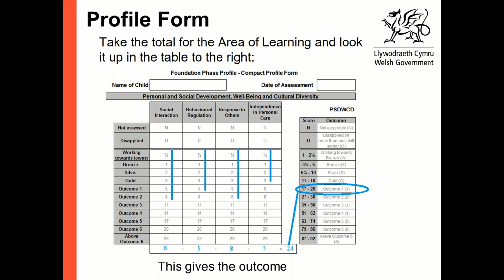The scoring tables are at the back of the profile handbook, or you may use an online assessment system that calculates the overall outcome for you. As the blue line indicates, you select the score for each skill ladder, total it up, and it gives an overall outcome for that area of learning. Note that this is a compact profile outcome.